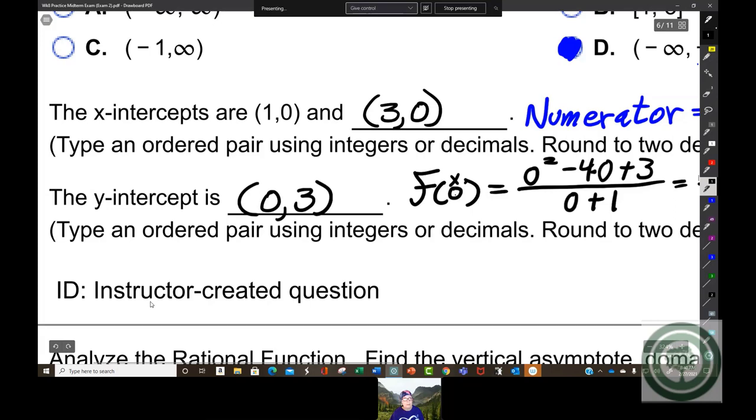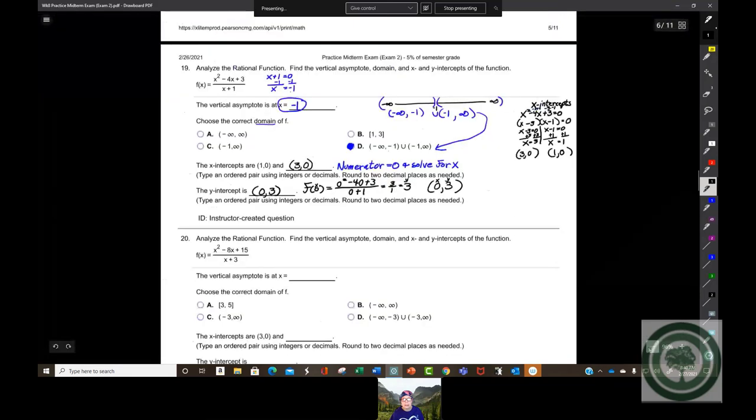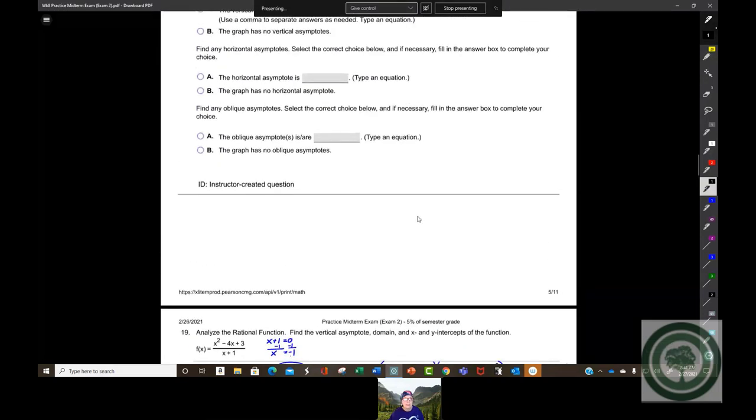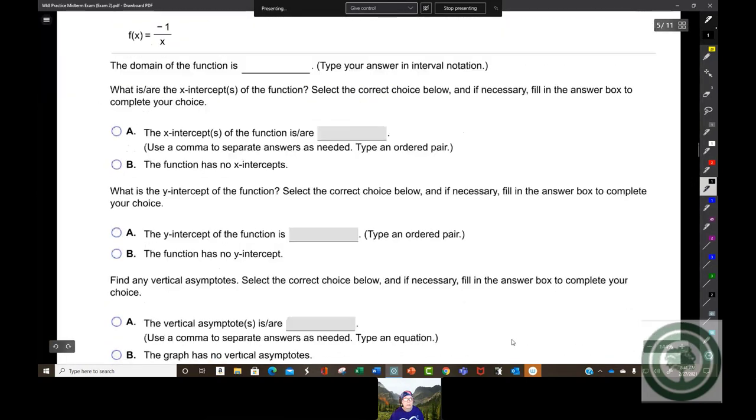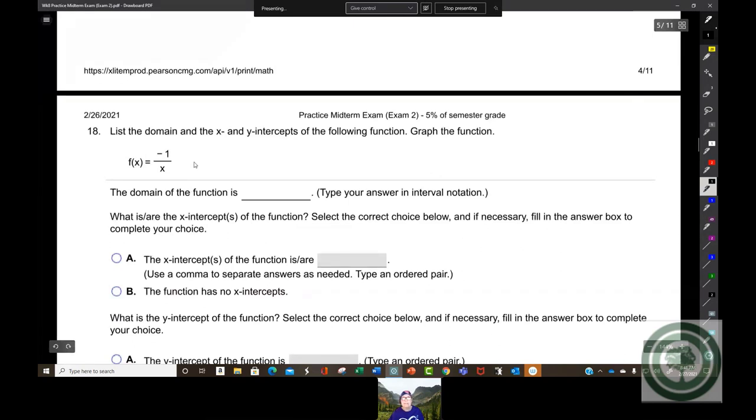Okay, now, let's ask if there are questions about this before we go on. One of the previous ones asks about horizontal asymptotes. This asks for the vertical asymptote, the domain, the x-intercepts, and the y-intercept. I think it's the preceding one. Yes, right here. Well, that's pretty simple, isn't it? Let's do this. I think we can do it quickly.